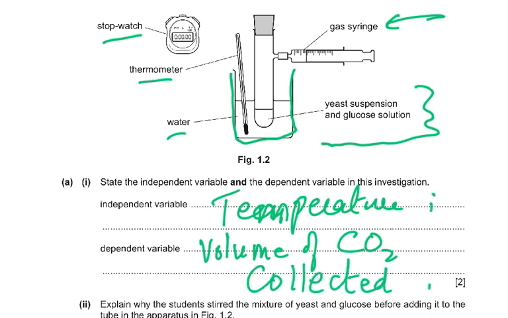So this gets you 2 marks. If you said temperature and volume of carbon dioxide collected, or you could even say the time taken to collect a fixed volume of carbon dioxide, like 10 cm cube of carbon dioxide. Please remember, gas and liquids are measured in cm cube, solids in grams.